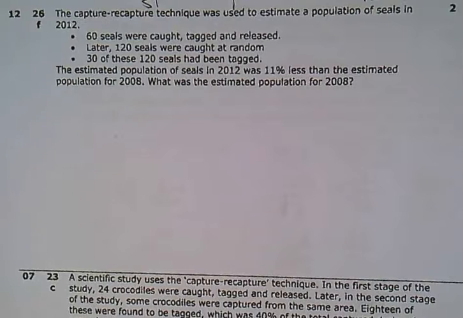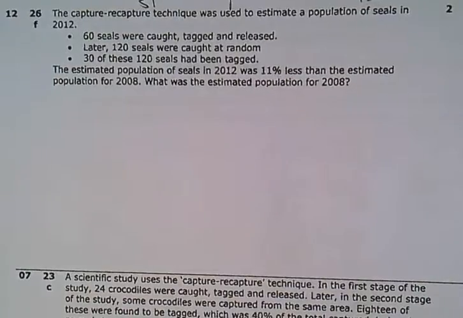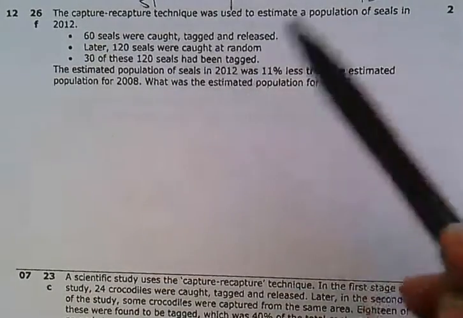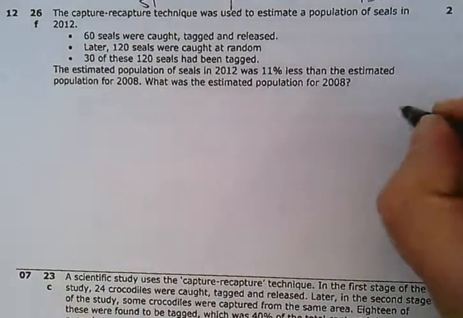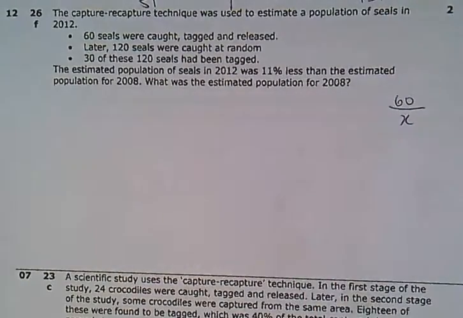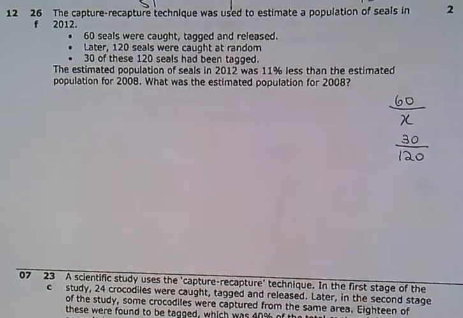All right, next question. The capture-recapture technique was used to estimate a population of seals in 2012. It's worth 2 marks, 2012 HSC, question 26F. 60 seals were caught, tagged and released. So 60 were tagged out of X. Later, 120 seals were caught at random and 30 of these 120 were tagged. So 30 out of 120 were tagged.